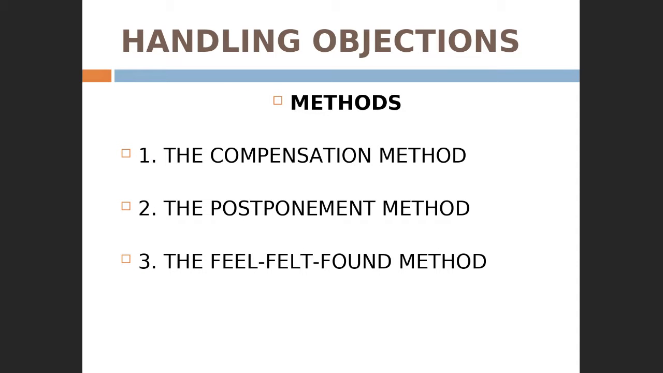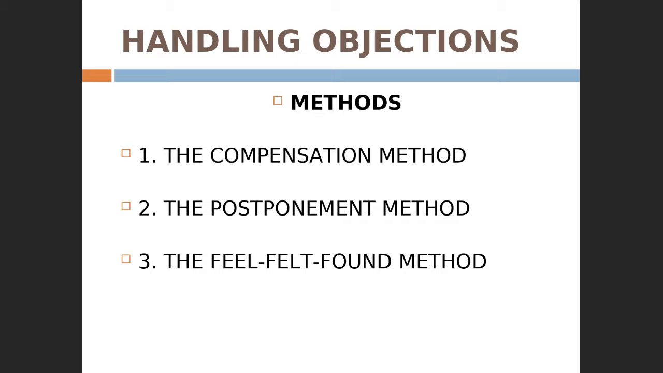So let's move forward and look at the various ways in which you can handle objections. There are three major ways in which you can handle objections. One is known as the compensation method. The second one is the postponement method. And the third one has a strange name. It's called the feel, felt, found method. Okay, so let me go through these one at a time.